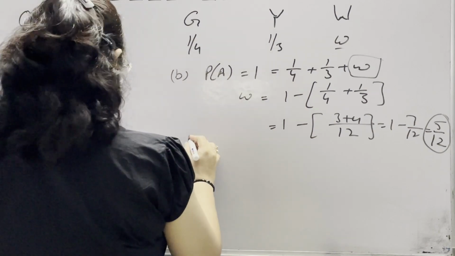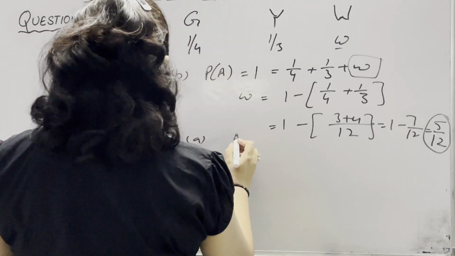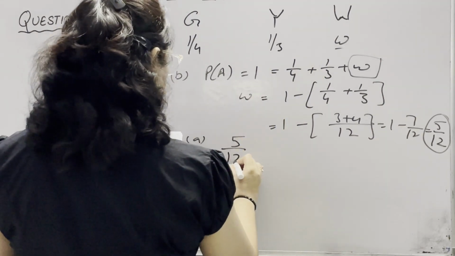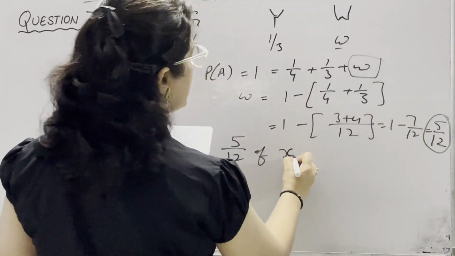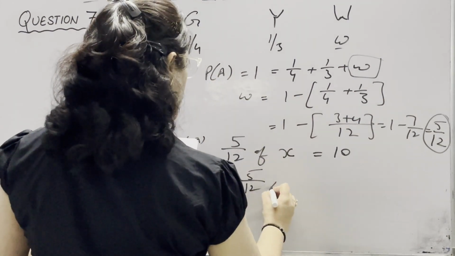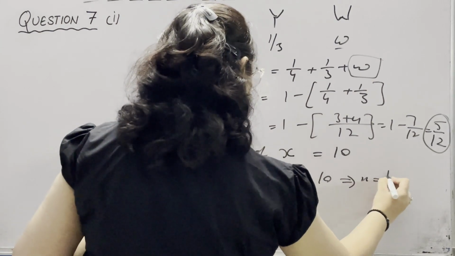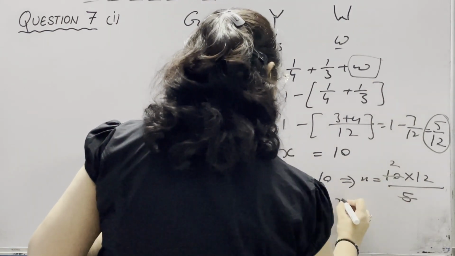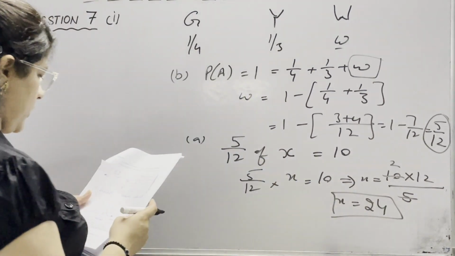Now for A part, total number of balls in the box. Now assume that the total number of balls is X. So 5 upon 12, this is the probability of a white ball, of total number of balls which is X, is equal to 10. So 5 upon 12 of X means multiply, 5 upon 12 times X is 10. Then X is equal to 10 multiplied by 12 divided by 5, 2, then X is equal to 24. So total number of balls in the box is 24.